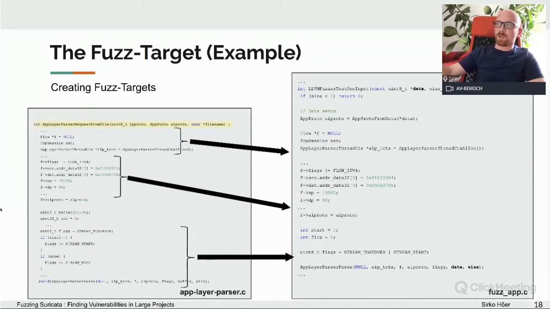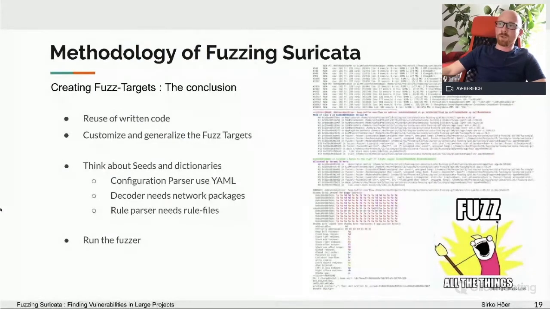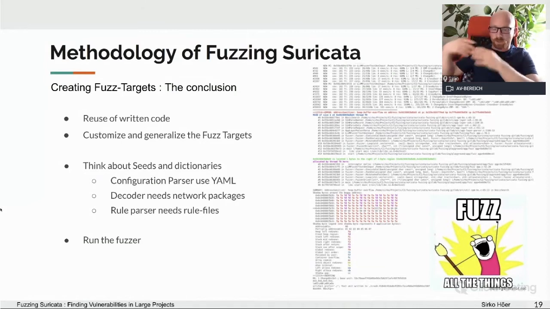And that is the thing that makes Suricata so complicated, because fuzzers can also produce false positives if you don't focus on this initialization. That's a big point. So to conclude this, I reused code. That's not bad. In every project there are unit tests, and in unit tests you can use this code basically to initialize your things in the fuzz targets. And yes, you have to customize it for a general fuzz target.